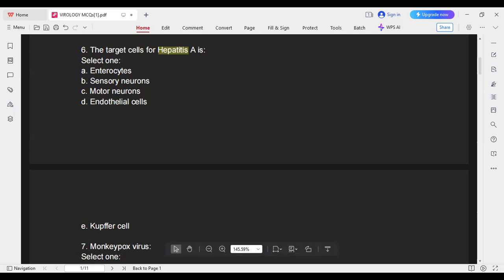As much as yes, it is fecal-oral, the target cell is, we call it, the Kupffer cells. Kupffer cells are the liver macrophages, okay? So what happens is the hepatitis A virus targets the hepatocytes. The hepatocytes are the cells within the liver. And then the Kupffer cells are the macrophages that will come and destroy this hepatitis A virus. So the answer is Kupffer cell.